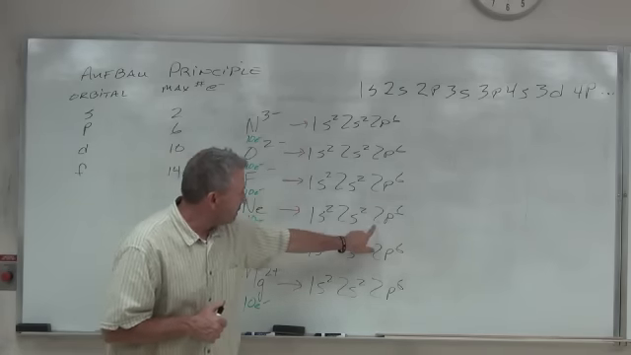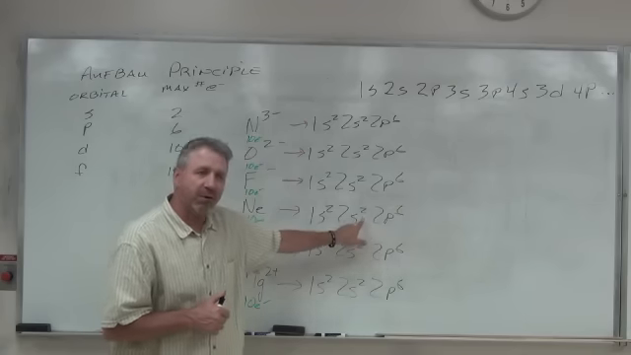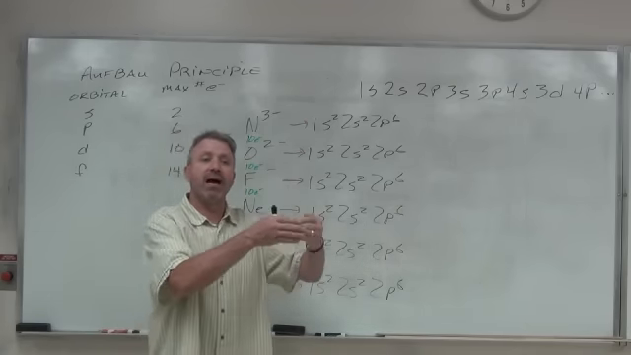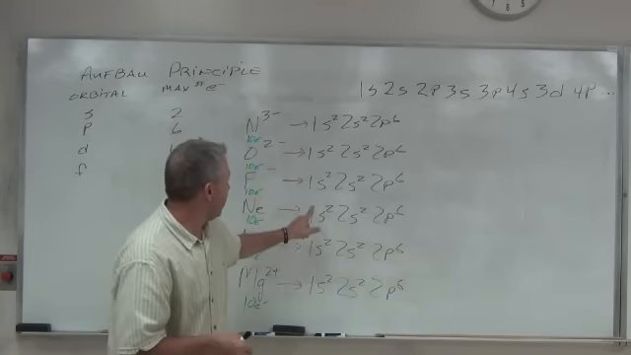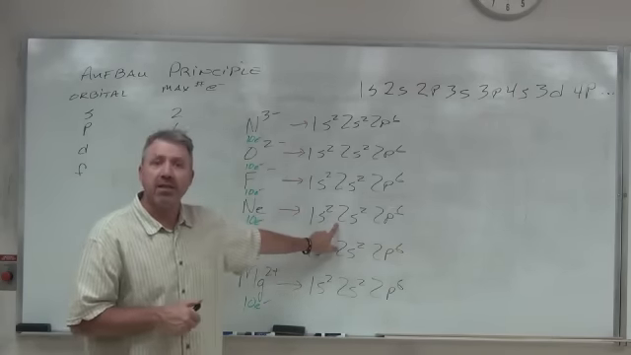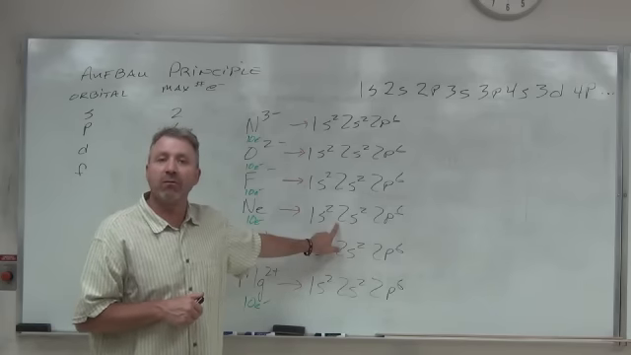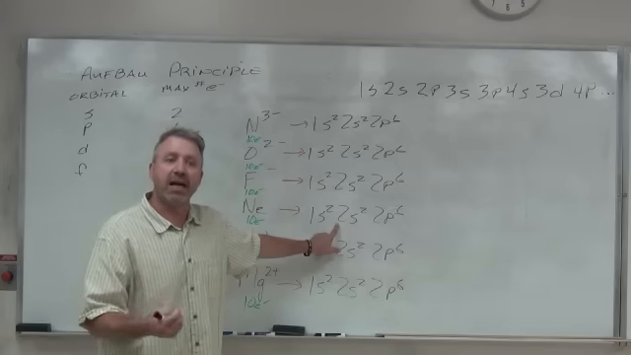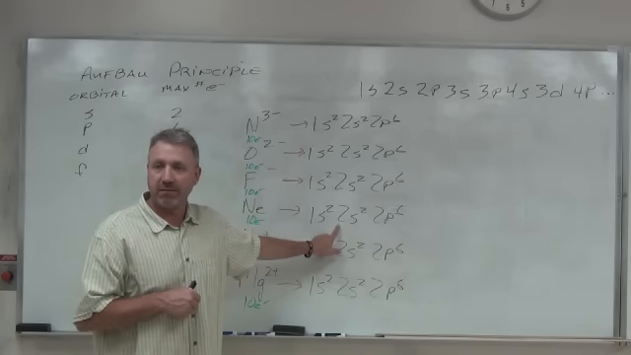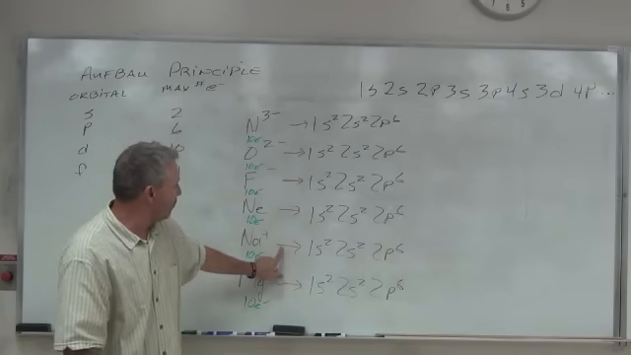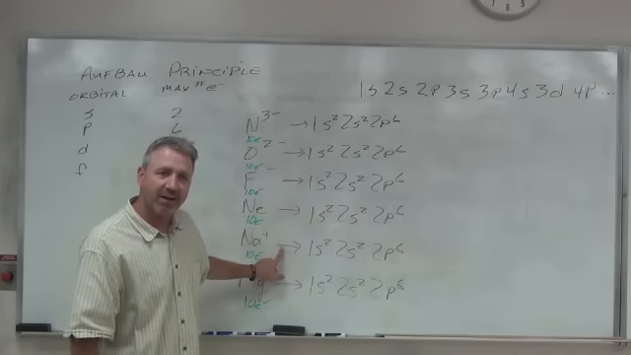The number of valence electrons in this stable configuration is 8. So the tendency of elements to obtain electron configurations similar to the noble gases is termed the octet rule, because there's 8 electrons. This is the reason why group 1s are plus 1.